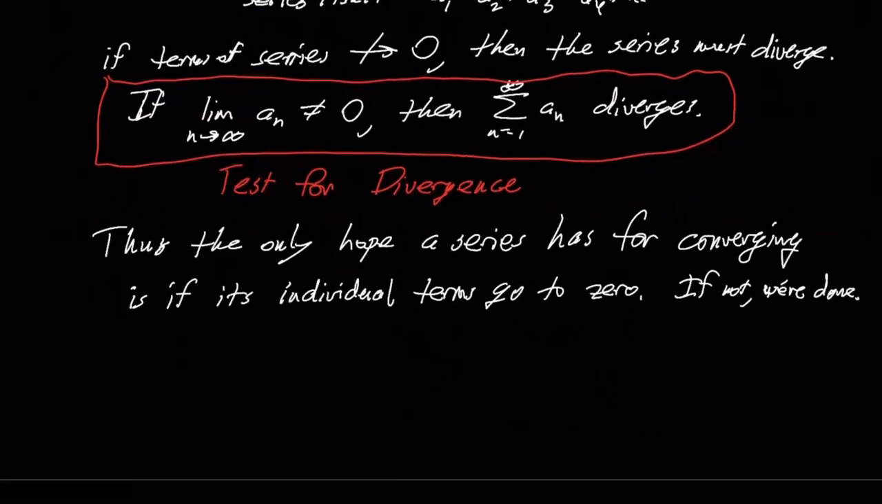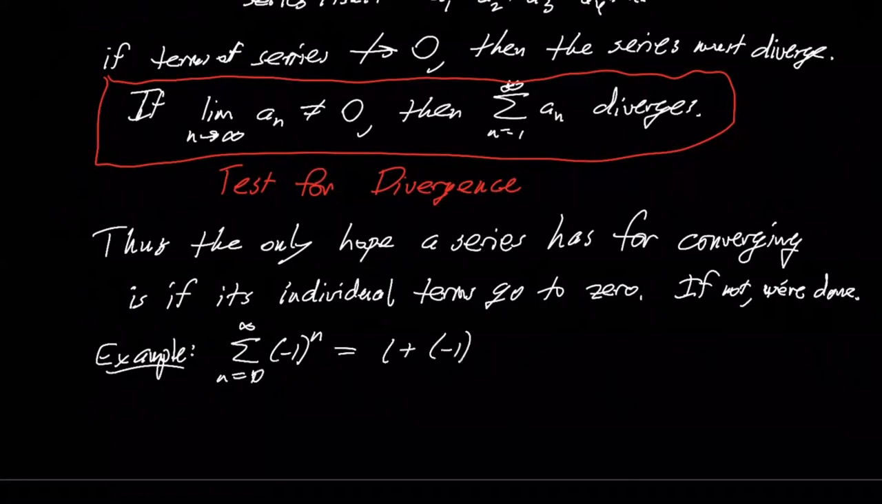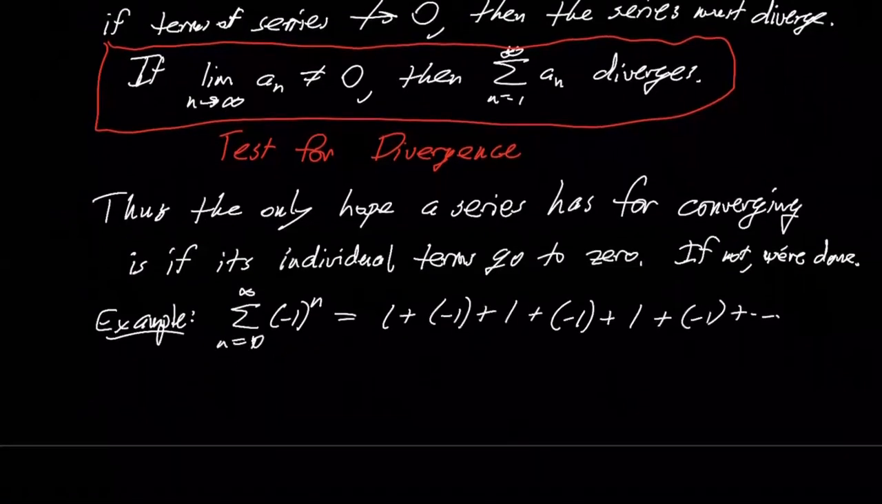Just as one more example, another nice example I mentioned in the earlier videos is something like this: the sum from n equals 0 to infinity of (-1) to the nth power, which is 1 plus -1 plus 1 plus -1 plus 1 plus -1, etc. And here you can see it again. Now, this is a different type. Think about what happens to the terms of the series. They just bounce back and forth between -1 and 1.